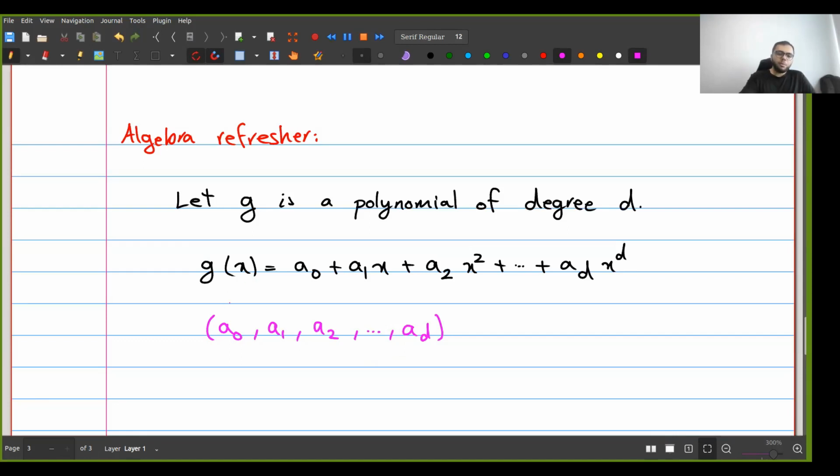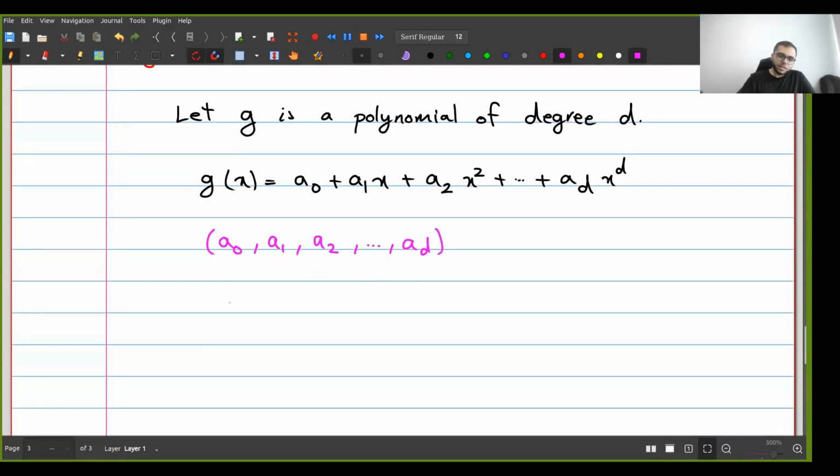Okay. But another way of encoding g is to just give you a bunch of points that this polynomial goes through. Okay. So maybe I can give you a bunch of points. Let's call them x1, y1, x2, y2, and so on. And, okay, let's say I'm giving you k points, xk, yk.